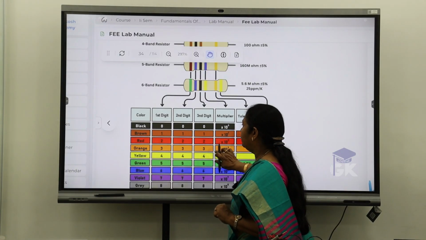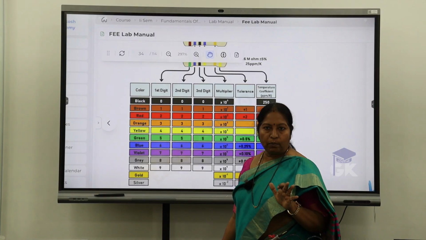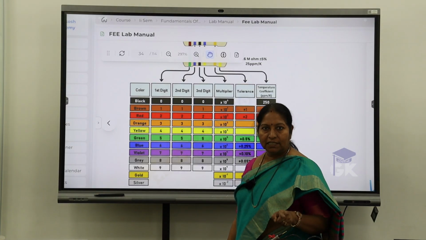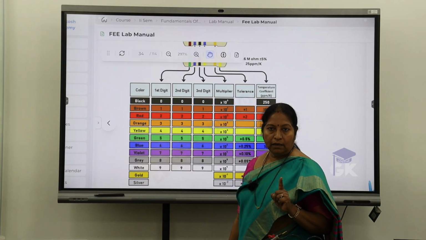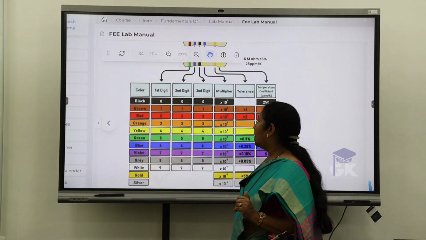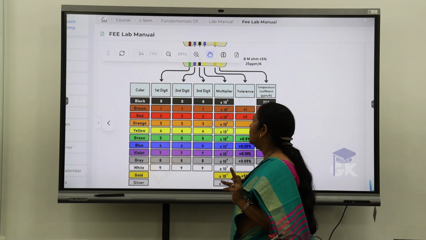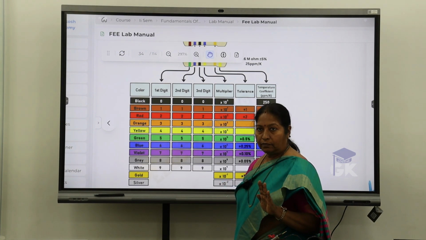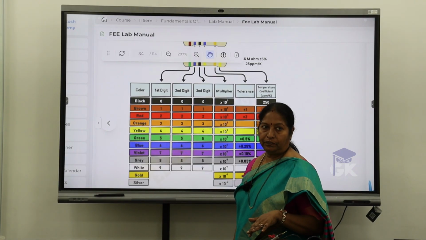You can observe here, continuous 3 or 4 bands are there. The first band represents a digit, and you have to write it down as it is. The second one also represents a digit. The third one will be a digit in the case of a 5 band. In a continuous 4 band, the fourth one will be the multiplier.